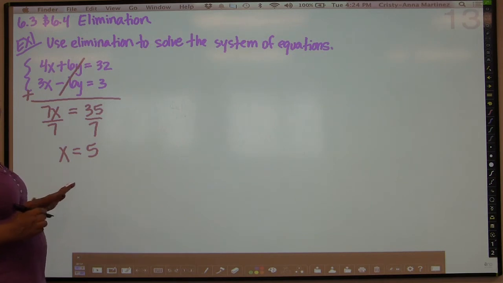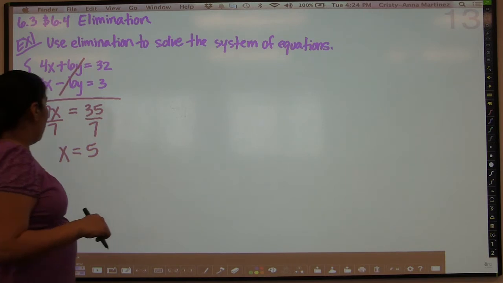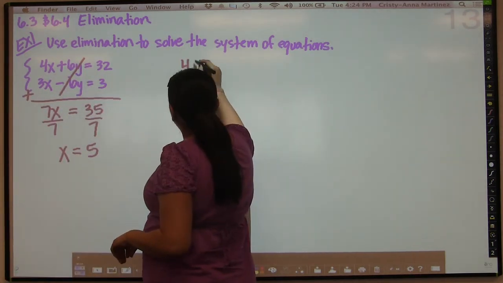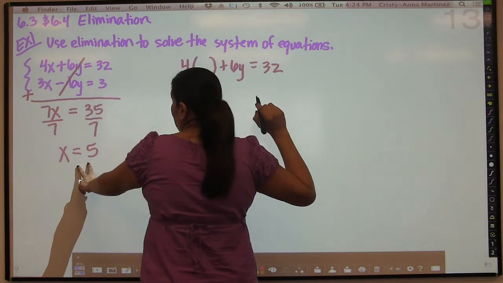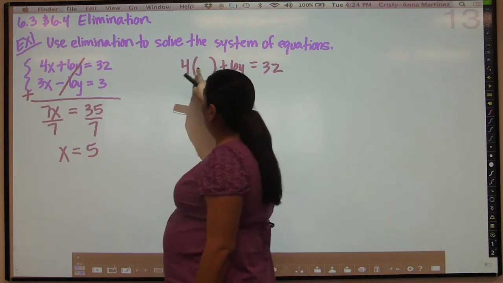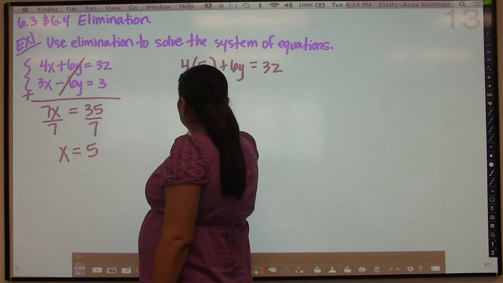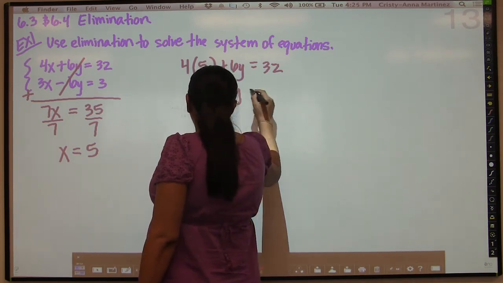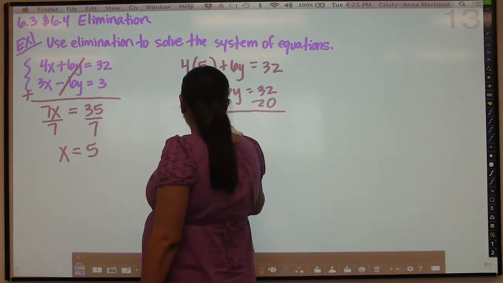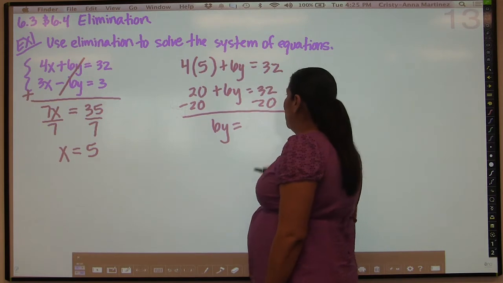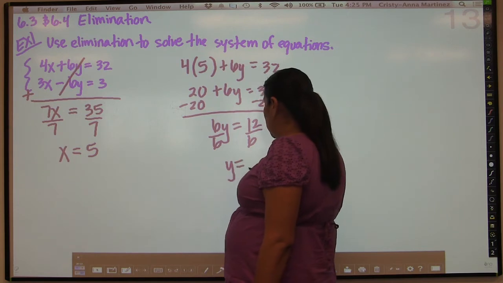At this point, we can actually resort back to substitution, and we use either one of the original equations, and we replace the x variable with what we just found for x. So here we have 4x plus 6y equals 32, which is the original first equation, and we put a 5 in the place of x, so we get 20 plus 6y equals 32. Subtract 20 from both sides, and 32 minus 20 is going to be 12. Divide both sides by 6, so y equals 2.